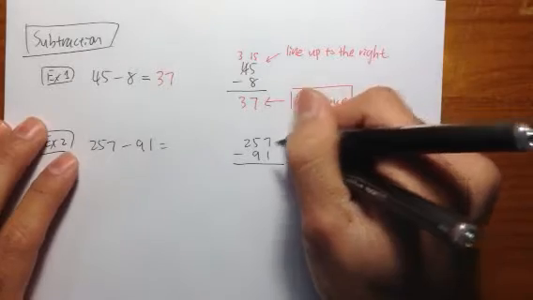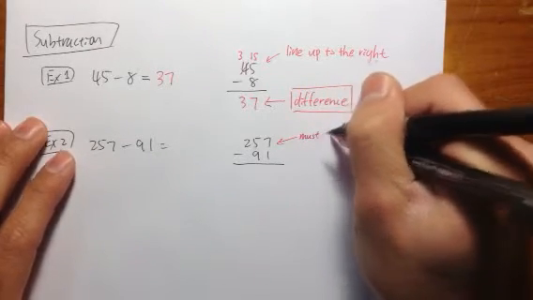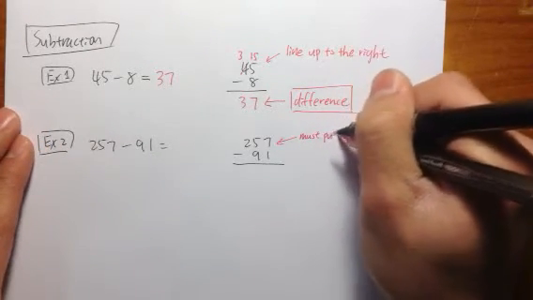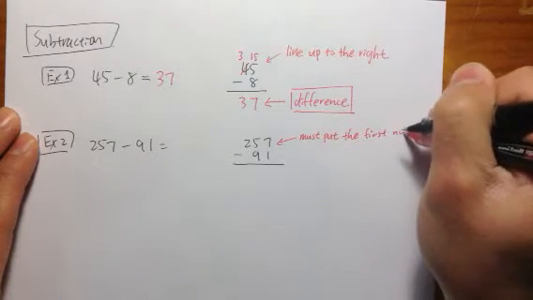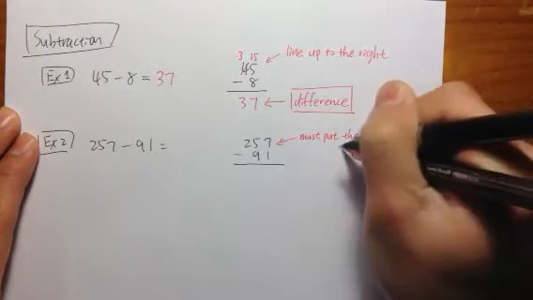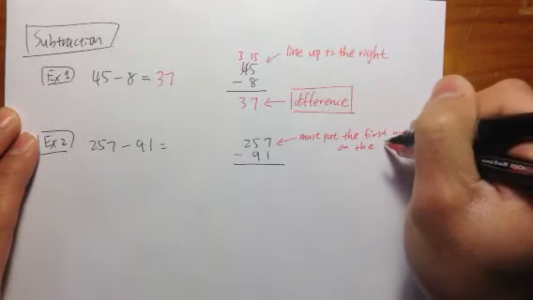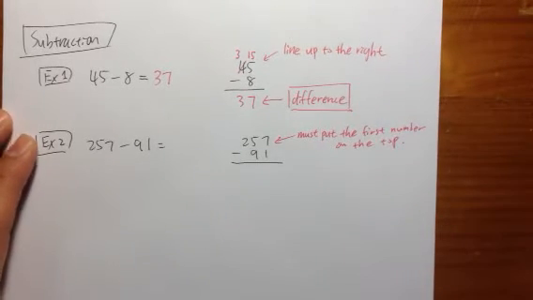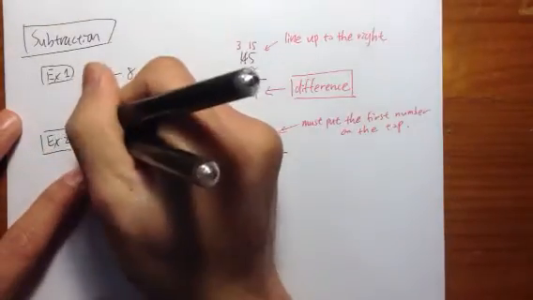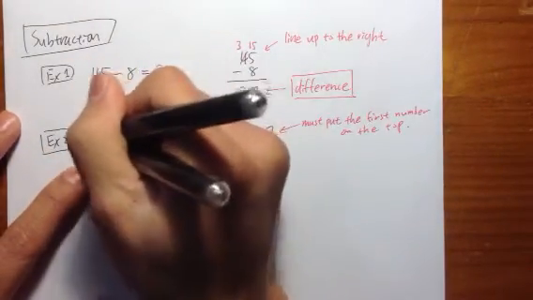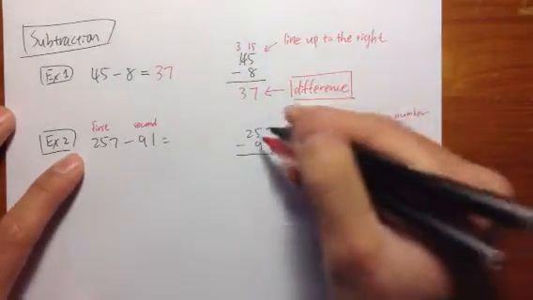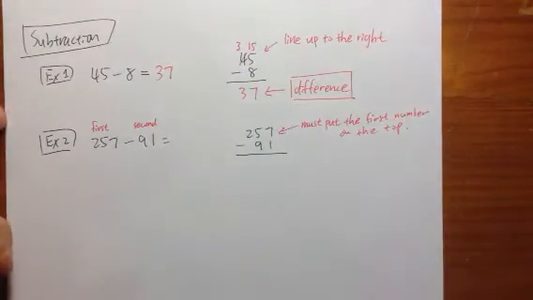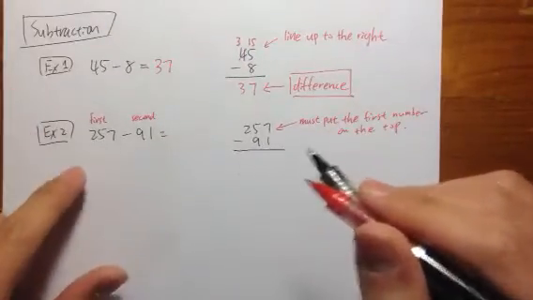Okay, so I'll say you must put the first number on the top. This is the first number, and that's the second number. You must put the first number on the top. And yeah, it's not because it has 3 digits, it's because it comes first.